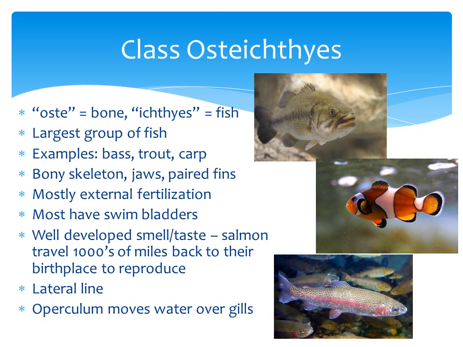Third class is Osteichthyes, and oste means bone. Ichthyes again means fish, so these are bony fish. This is the largest group of fish. Things like bass, trout, carp, things that you normally think of when you think of fish, right? They have a bony skeleton, they have jaws, they have paired fins. Most of their fertilization happens externally.